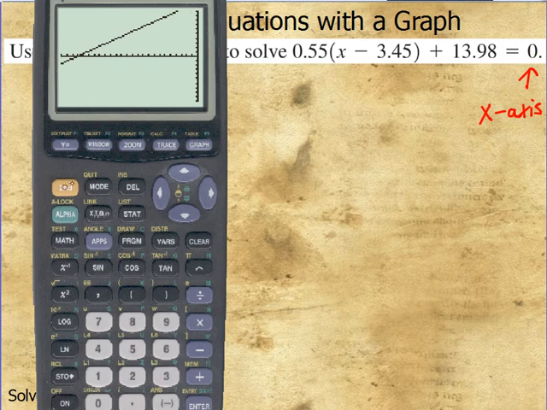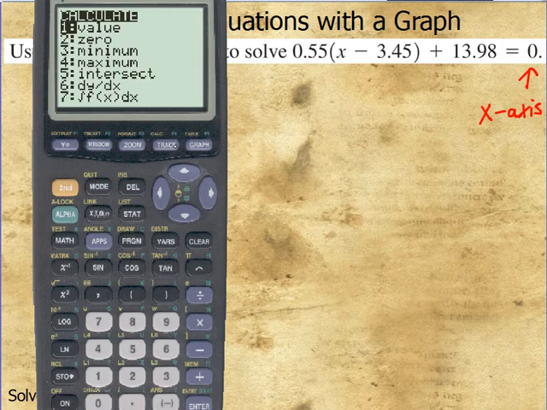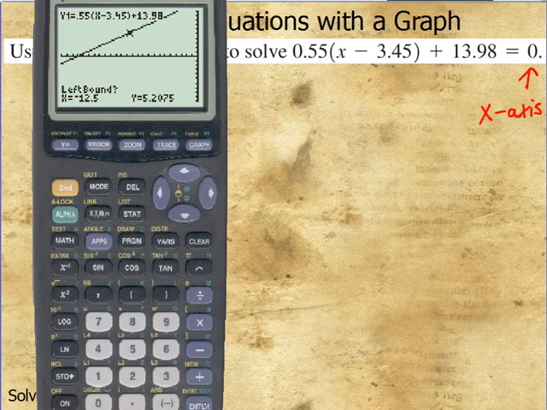Instead of using your normal intersect tool, if you're only going to use one line, look at here, 0. We're looking for this line's 0, it's x-intercept. A 0 and an x-intercept is the exact same thing. So you go to 0. Now this is a little bit different. It asks you for a left bound. Let me explain what you're doing here.